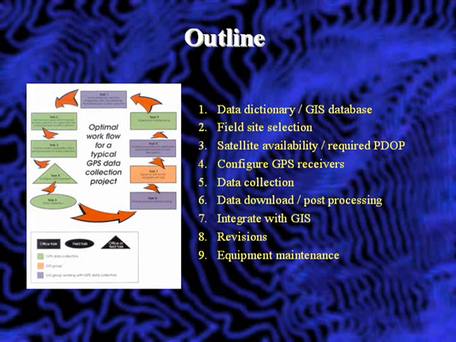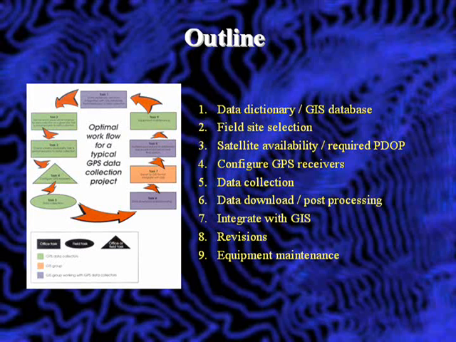Then configure your GPS receivers. Make sure that you set everything that you need. Protocol, quality capture, and, for example, GPS correct, how would you like to do that? Real time with WAAS, only post-processing, not at all. It's up to you. Then data collection, go out in the field and collect it. Data download and post-processing, you'll download the data and post-process it.